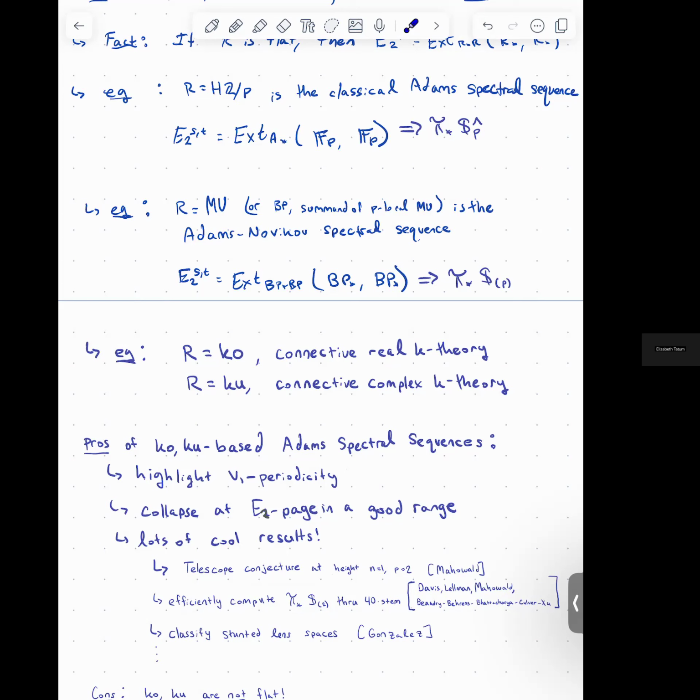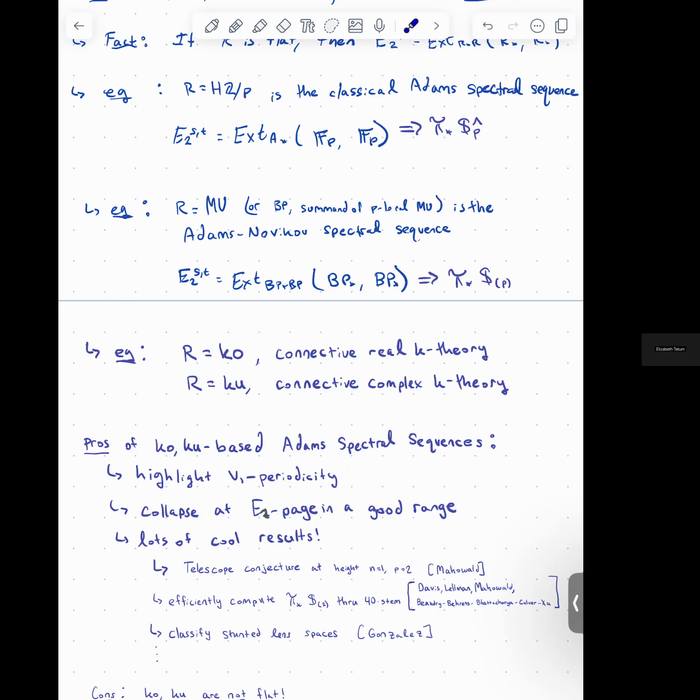And this was first done, I think up into the 20s, by Davis, Lovett, and Mahowald in the 1980s. And then more recently, Beaudry, Behrens, Bhattacharya, Culver, and Shu were able to extend those computations up through the 40s.